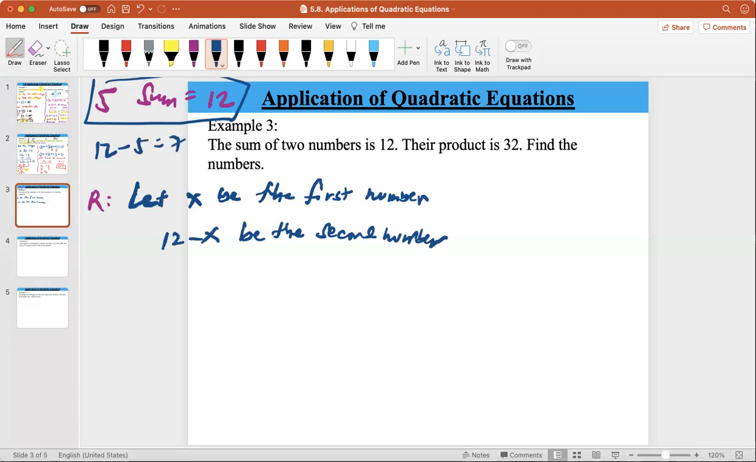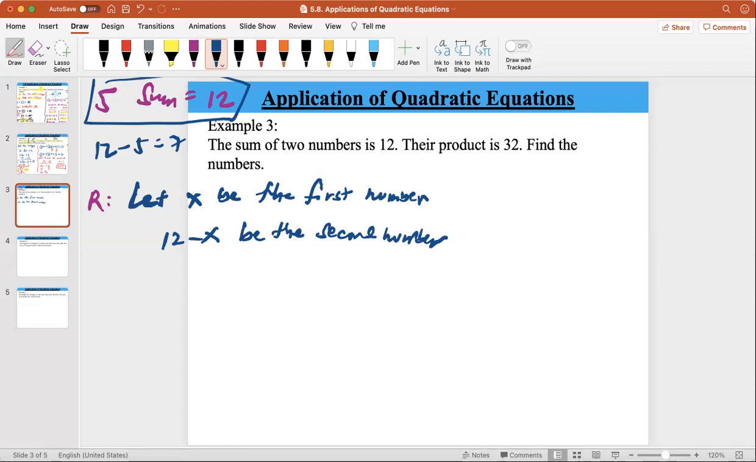So here, if we have one of the numbers, which is x, and the sum is given as 12, therefore the second number is 12 minus x. So these are the two numbers which we could use to represent the two numbers: x and 12 minus x. I hope you get what I mean.